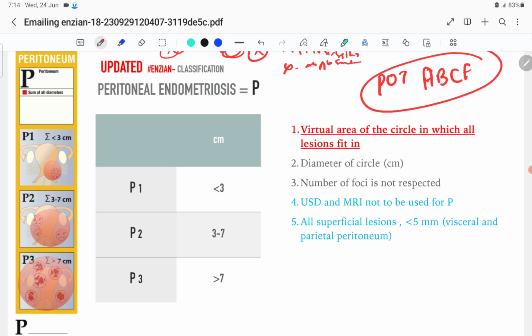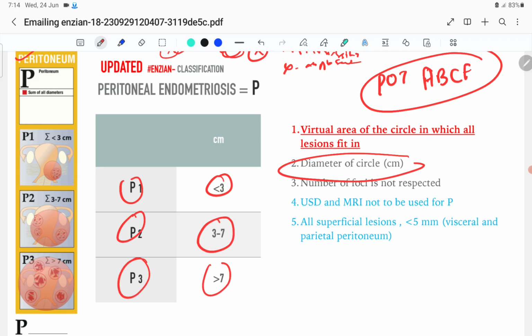First is your POT. POT is peritoneal disease. Peritoneal disease is again the sum of all diameters. All the lesions on the peritoneum you have to sum. Then calculate the diameter of the circle in centimeters. The lesion diameters: if less than 3 centimeters, P1; 3 to 7 centimeters, P2; P3 is more than 7 centimeters. Ultrasound or MRI is not to be used for this, very important.